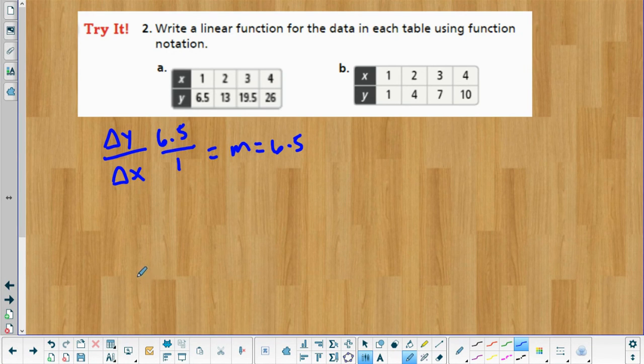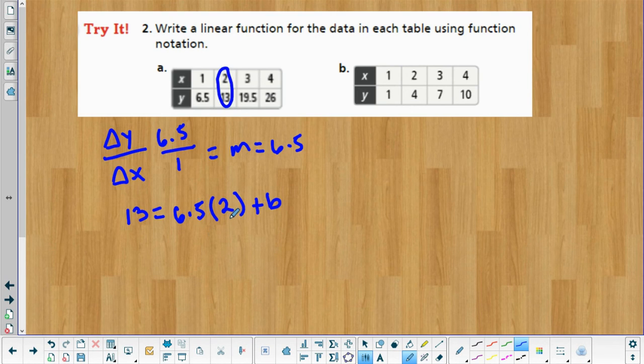All right, now we need to pick a point and we need to figure out what our y-intercept is. Now I would go with the ones that are not decimal. So I'm going to go with (2, 13). You can choose whatever point you would like. Just make sure that you substitute 2 in for your x and 13 for your y, or whatever point you chose. So if I go in, my y is 13, my m is 6.5, my x is 2, and I'm trying to solve for b.